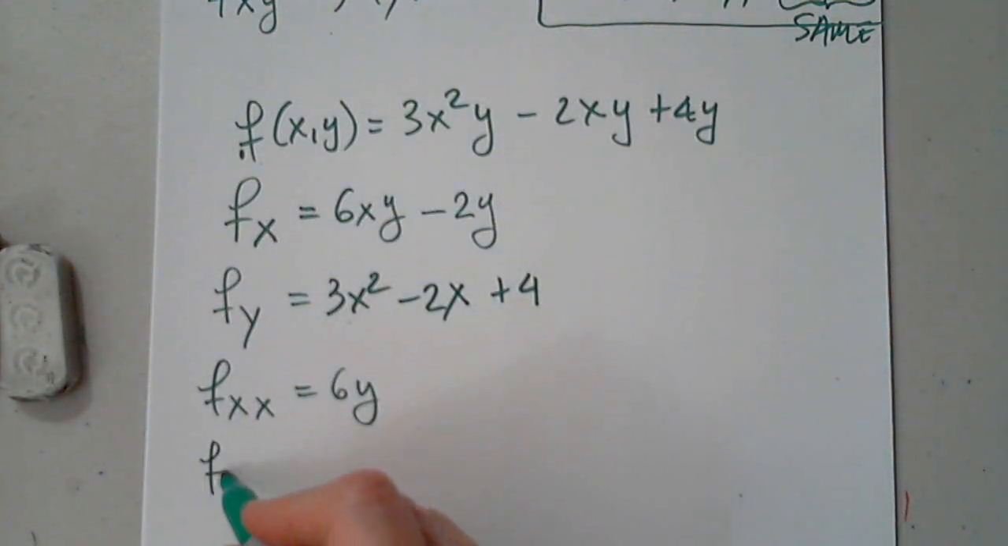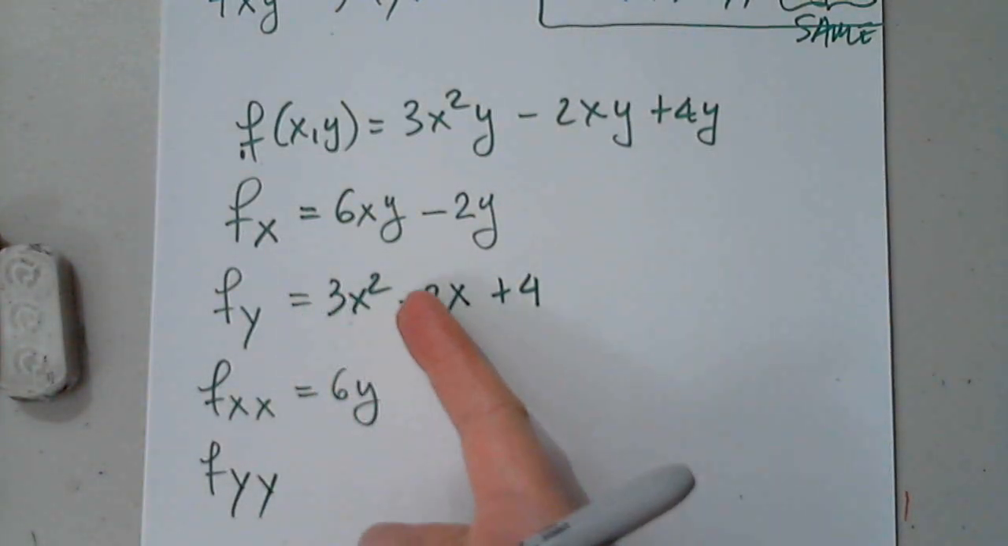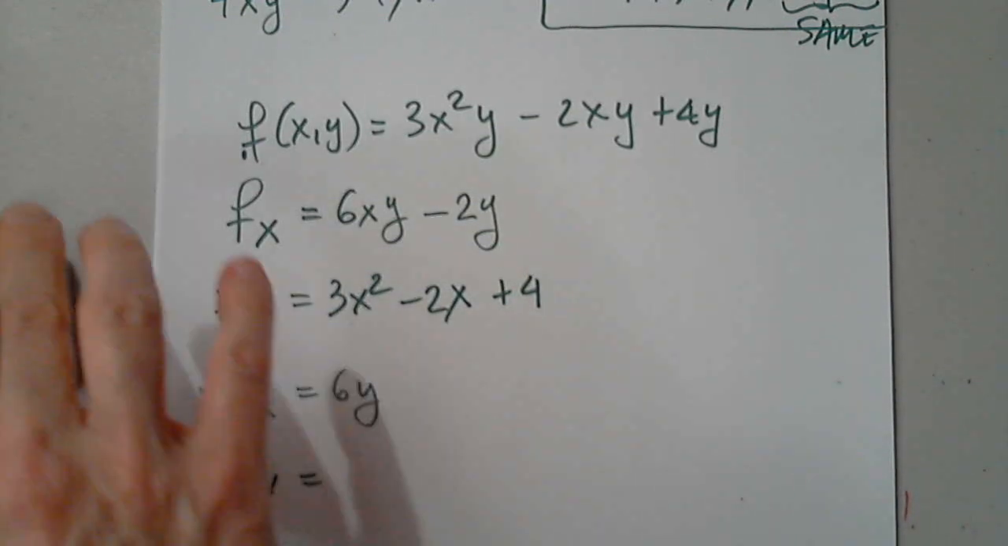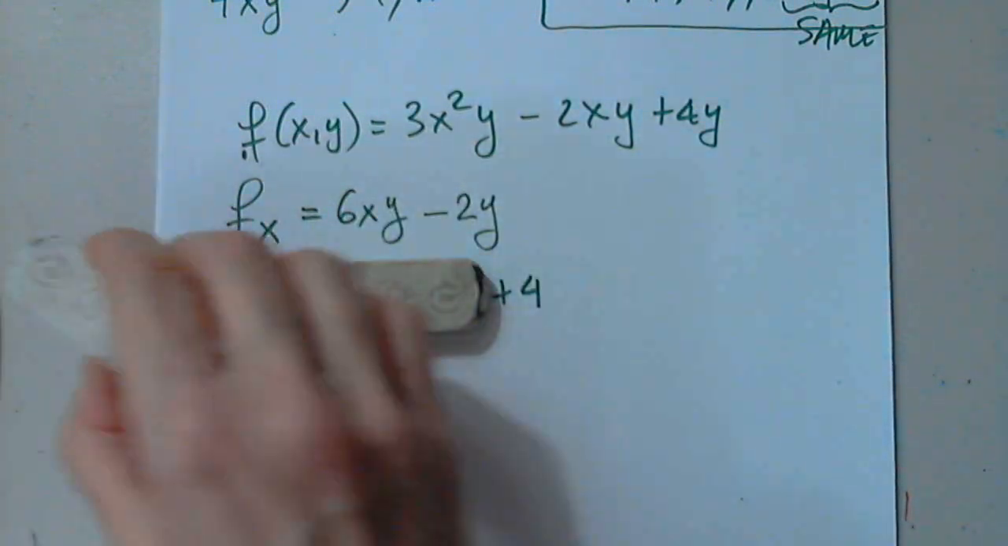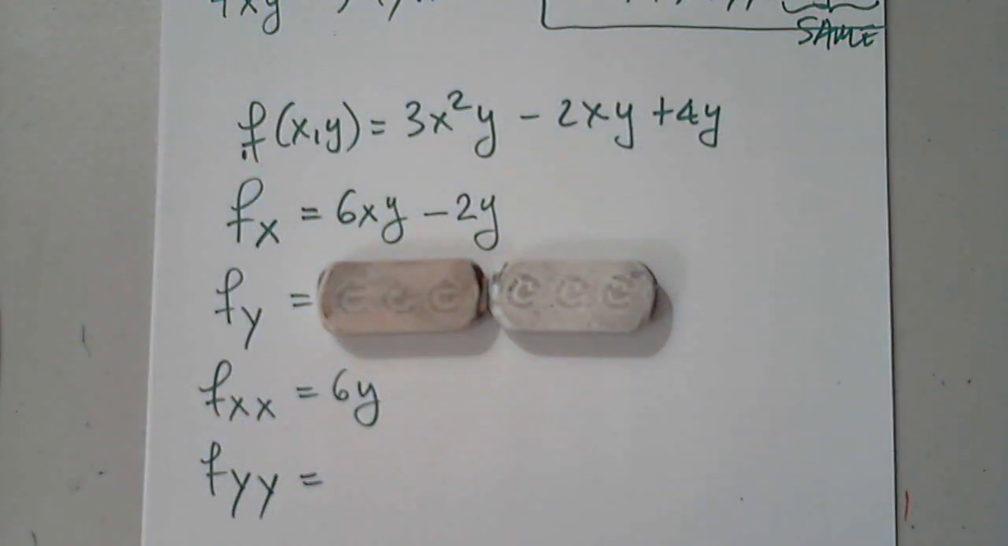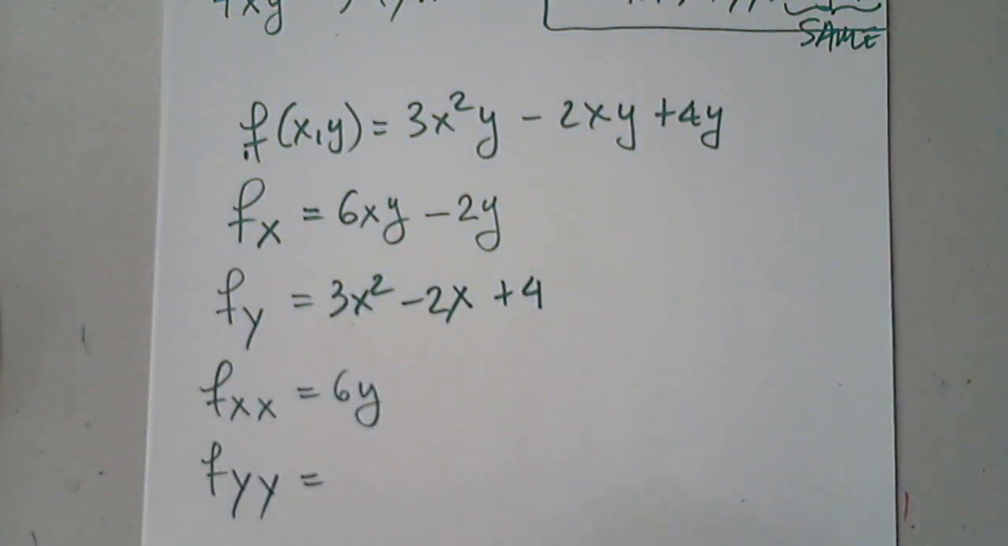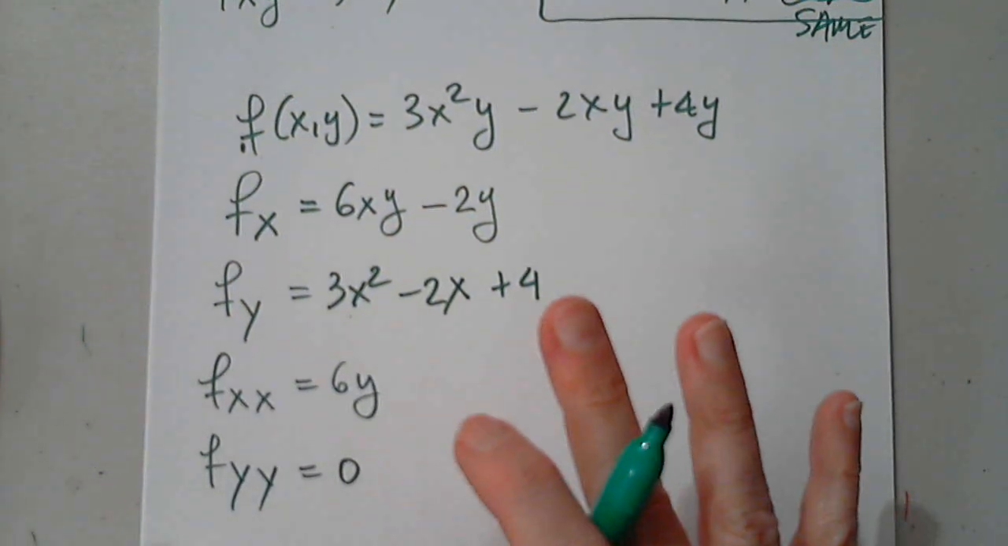Now let's find fyy. I'm differentiating this with respect to y. What do I get? There is no y. No, nothing. Nothing. Awesome.